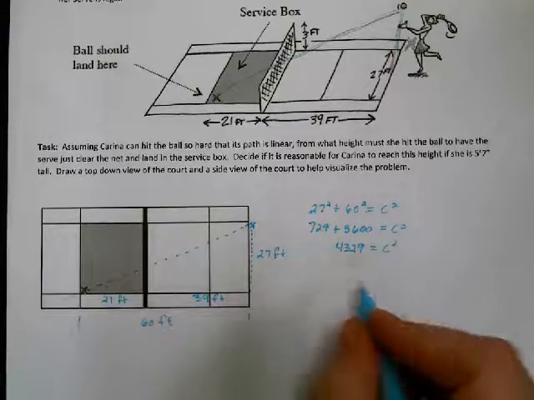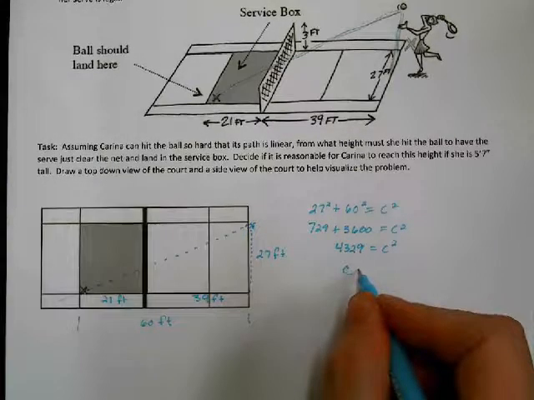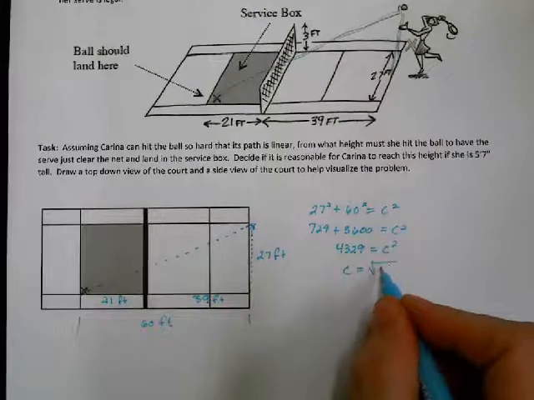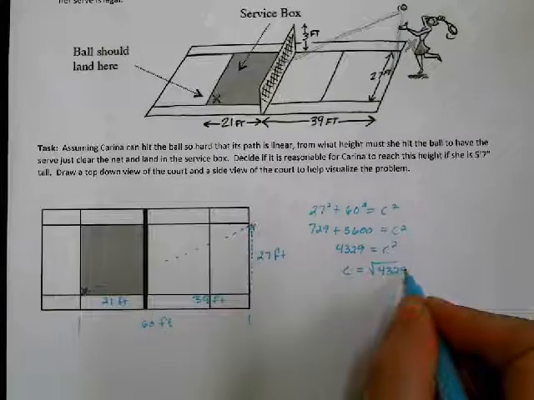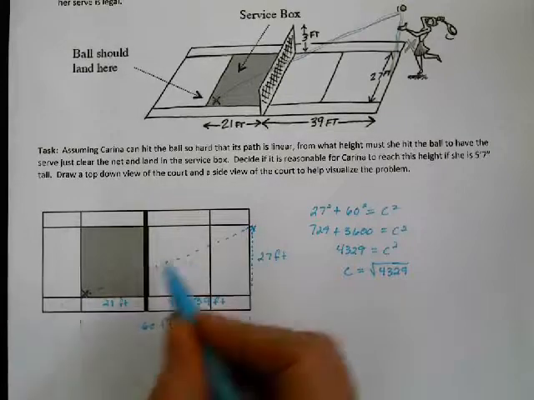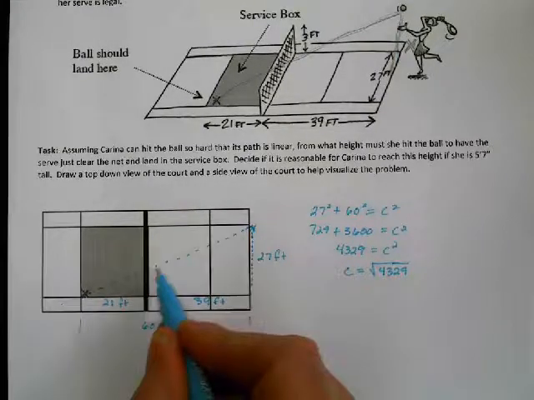Then I'd take the square root of both sides. So the path of that ball from that corner over there would be the square root of 4,329. I don't think that's a perfect square, but I can check. It's not, so we're just going to leave it like that. That's the path that her ball is going to take, or at least the path on the ground.